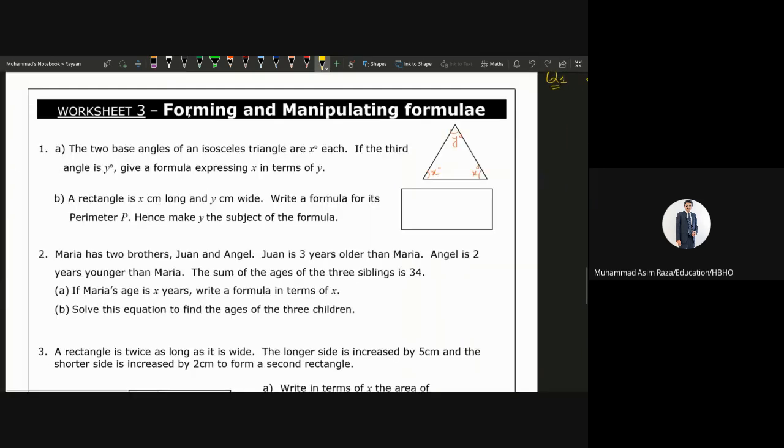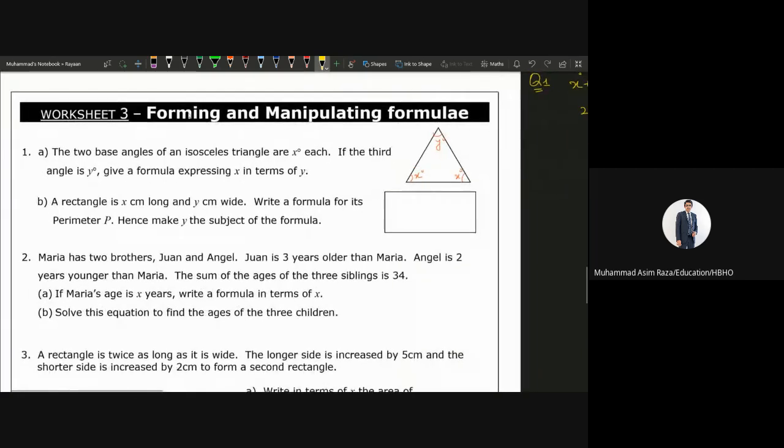Then in part B, he says a rectangle is x centimeter long. Okay, so let's write down x over here. This is x centimeter long and it is y centimeter wide. Write a formula for its perimeter p. Its perimeter is p. Hence make y the subject of the formula. So it's very much easier. You know that it's very much easier. This is part B of the question.